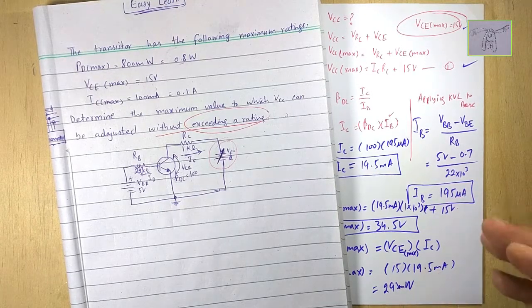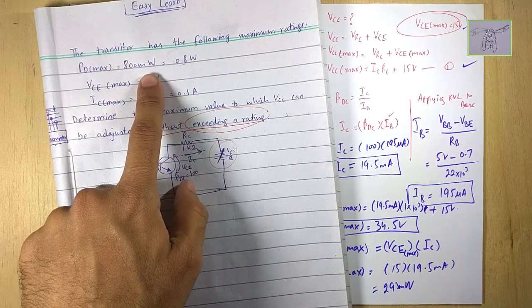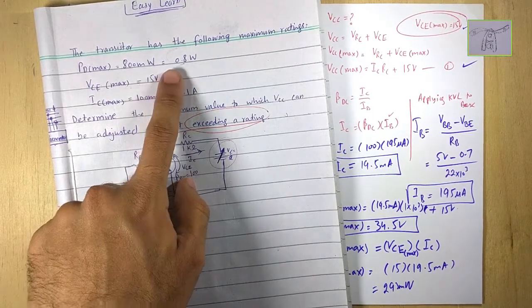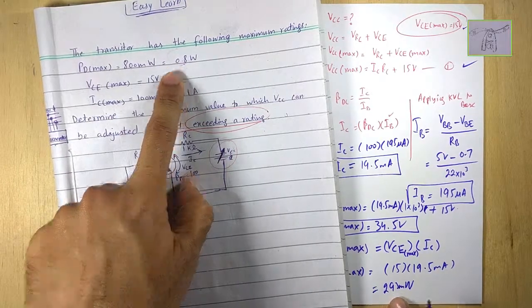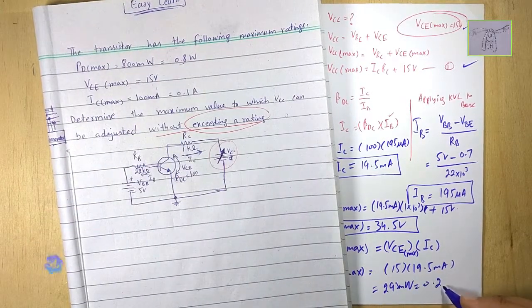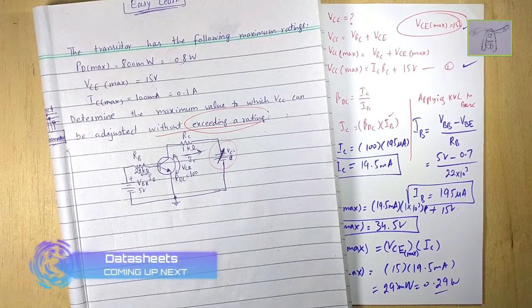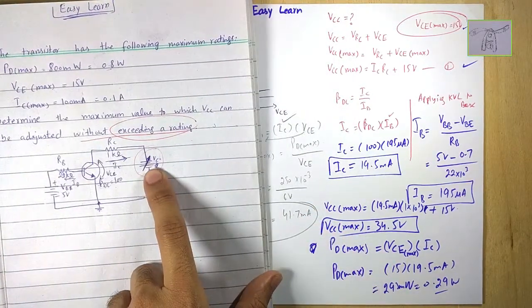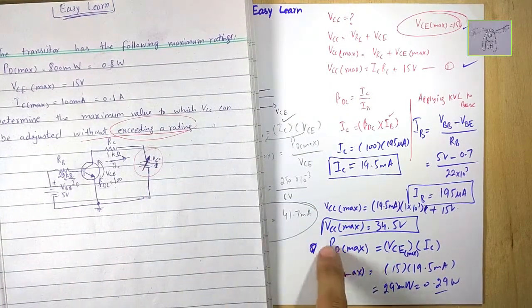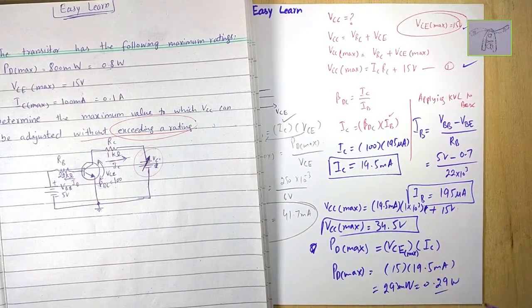This power is allowed. As you can see in the question, we can go up to even 0.8 watt, but this is simply 0.29 watt. So we can say that this is within the ratings. This VCC, what is the value of VCC? We calculated 34.5 volts as the maximum voltage.